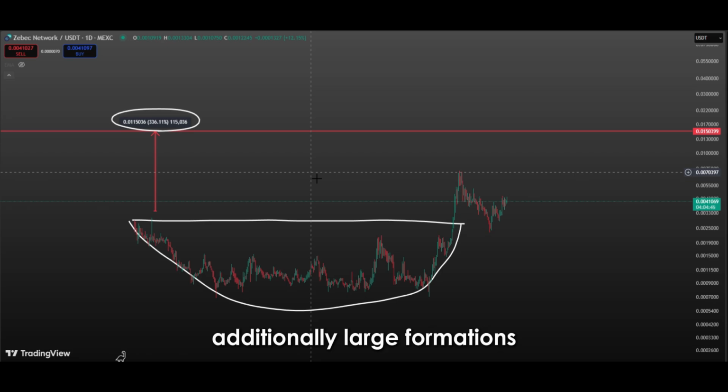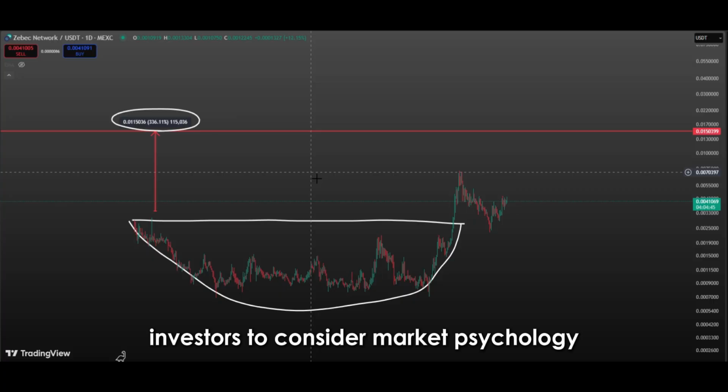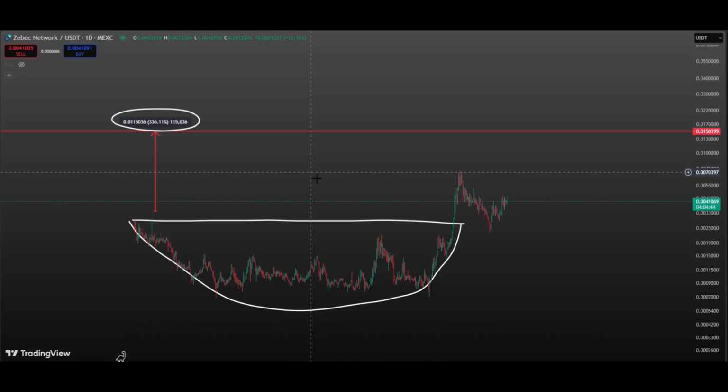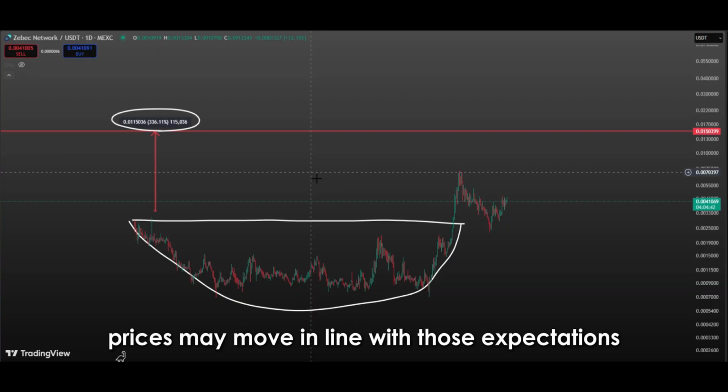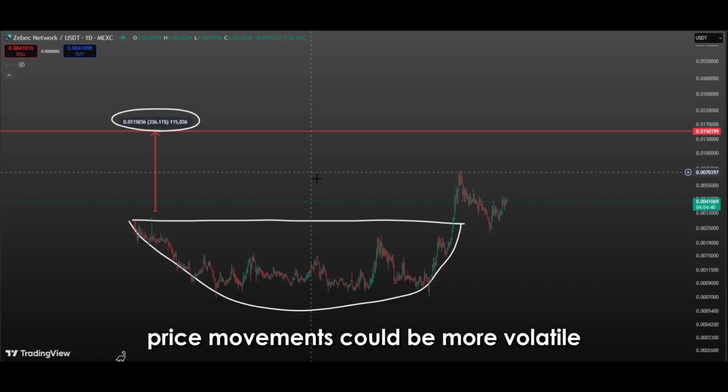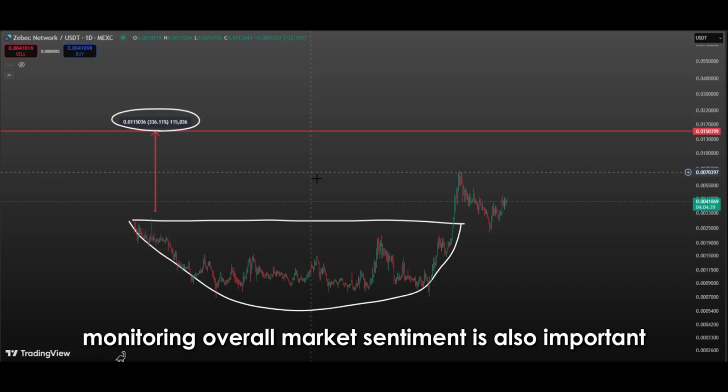Additionally, large formations like this require investors to consider market psychology. These patterns often develop around shared expectations among market participants. If a large portion of investors is aware of the formation and takes positions accordingly, prices may move in line with those expectations. In contrast, if the pattern is still under the radar, price movements could be more volatile. Therefore, monitoring overall market sentiment is also important.